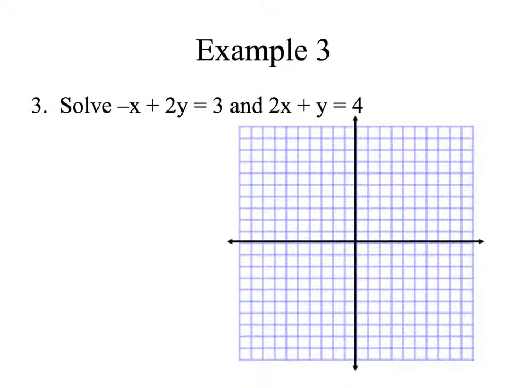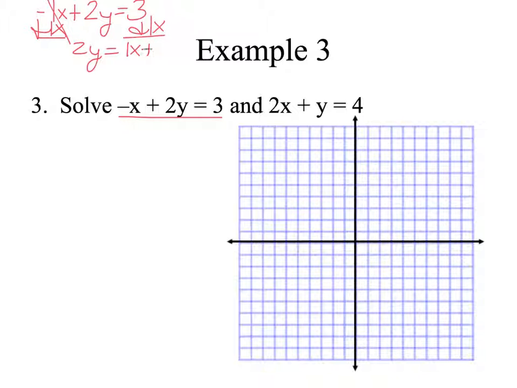Same concept, just another problem to kind of work our way through. Again, I have two equations. I'm going to solve each one in a different color. First equation, negative 1x plus 2y equals 3. I'm going to add 1x to each side. 2y equals 1x plus 3. Divide by 2 everywhere. Y equals 1 over 2x plus 3 over 2.